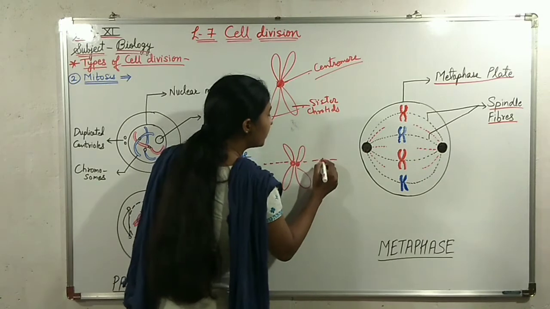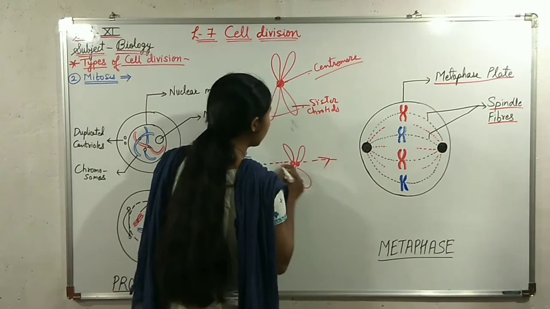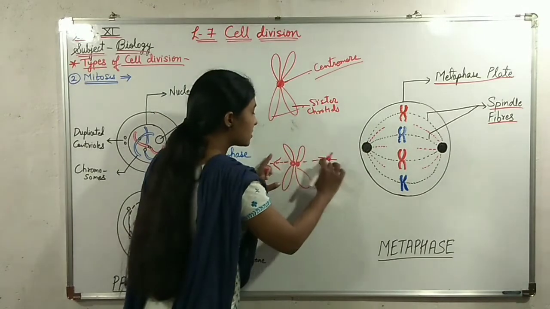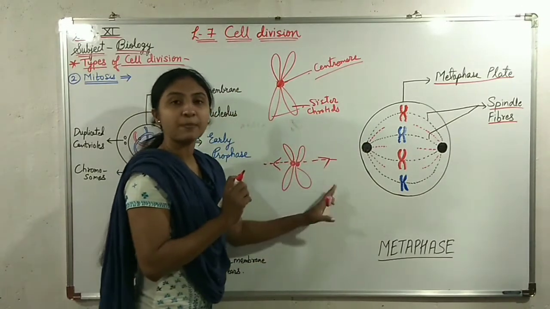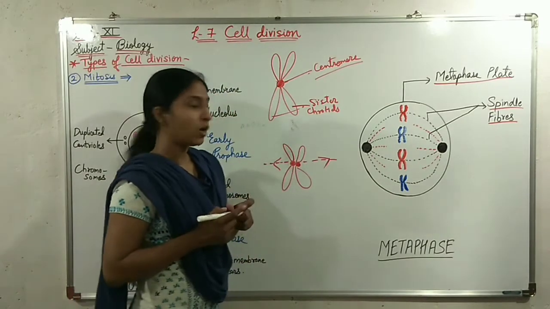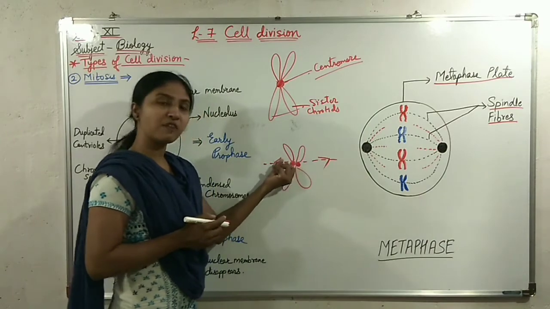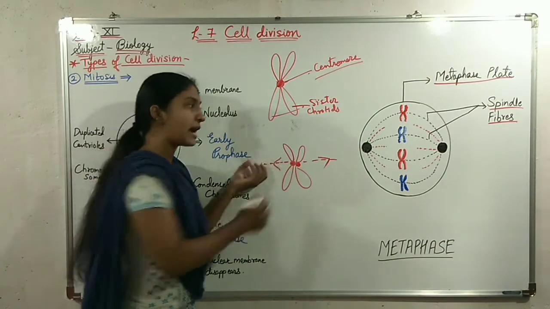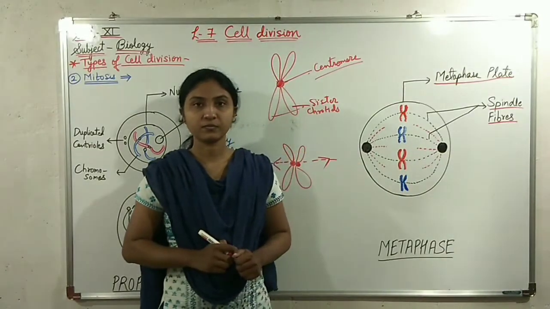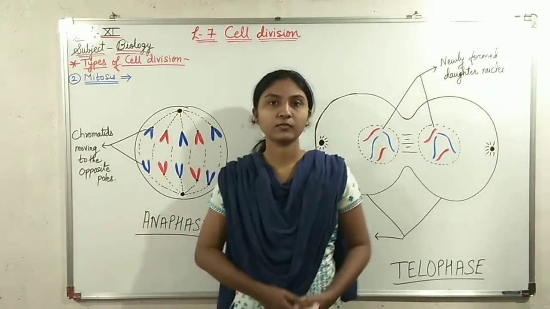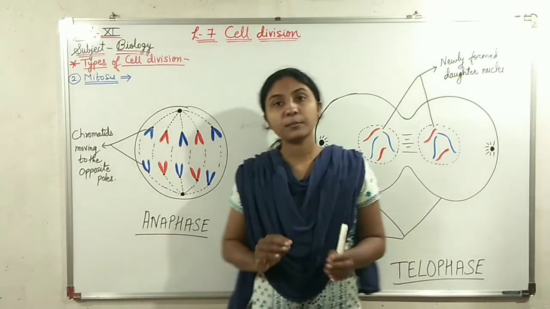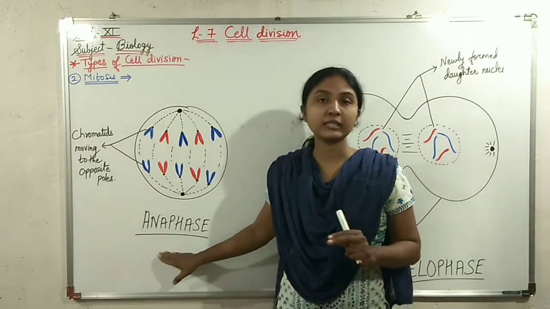Now as the pulling action takes place from both the poles, these sister chromatids are separated and the centromere gets divided into two. Along with the centriole, the spindle fibers pull the sister chromatids to each separate pole. And now the metaphase is followed by the anaphase.